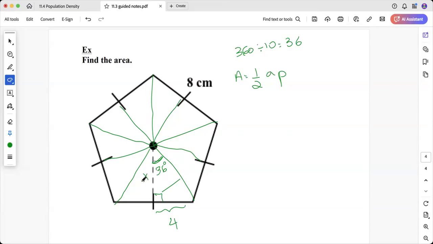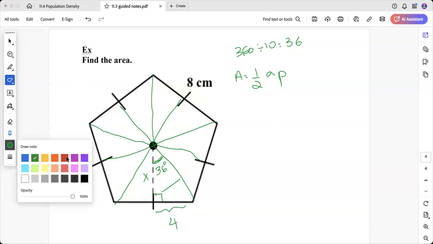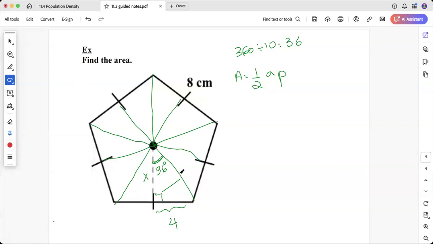So you're going to have to use trig, and I'll let you figure out which function you're going to have to use. You have this angle, you have the 4, and you're looking for the x. So opposite and adjacent. So find out what x is, and then find the area.